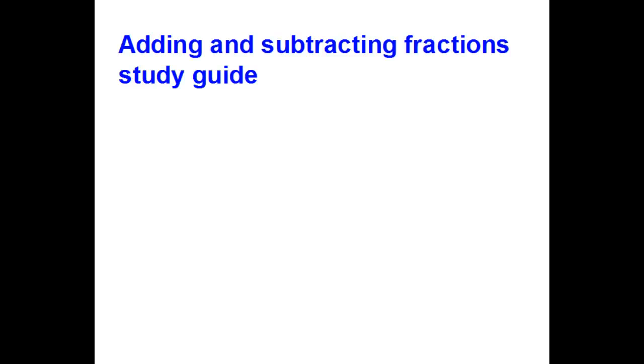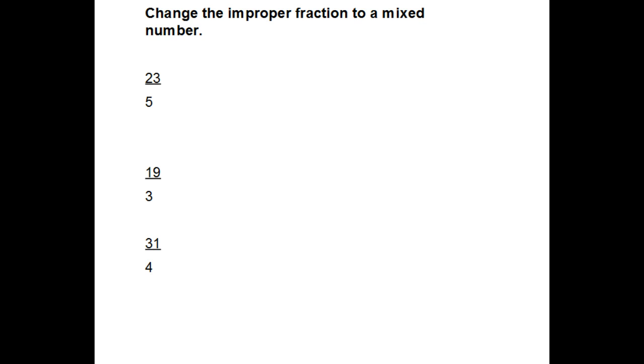This is a study guide for the adding and subtracting fractions unit. Change the improper fraction to a mixed number. It means I'm going to take 23 fifths, which really means 23 divided by 5. 5 goes into 23 4 times. 4 times 5 is 20.